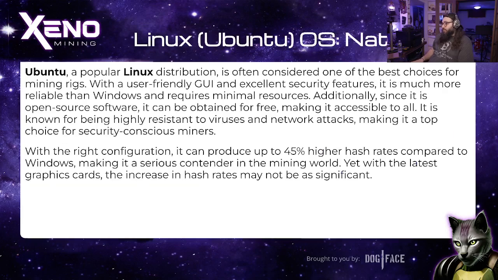Okay, so let's take a look at Ubuntu. Linux native, so what's built just with Ubuntu. It's often considered one of the best choices for mining rigs with a user-friendly GUI, excellent security features, much more reliable than Windows, and requires minimal resources. You can honestly run Ubuntu and Linux and stuff all on a Raspberry Pi. It's so simple, which is great. Additionally, since it is open source, it can be obtained for free, making it accessible to all, and highly resistant to viruses and network attacks, making it a top choice for security conscious miners.